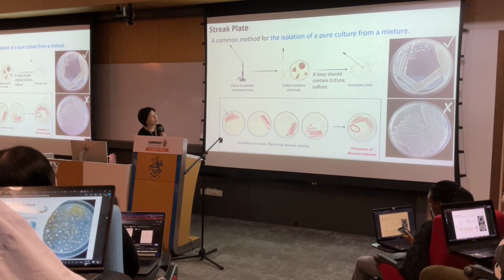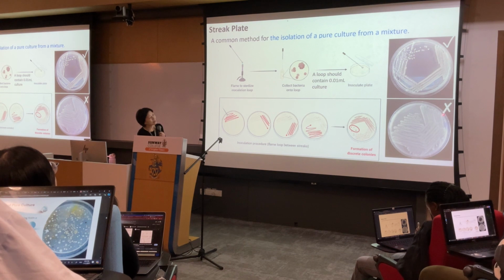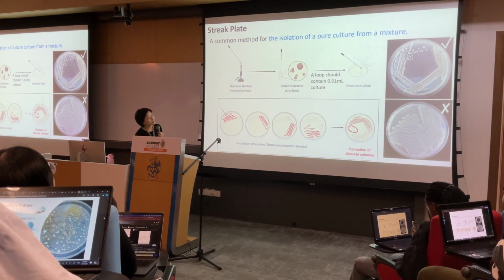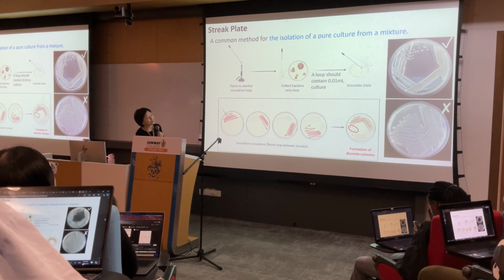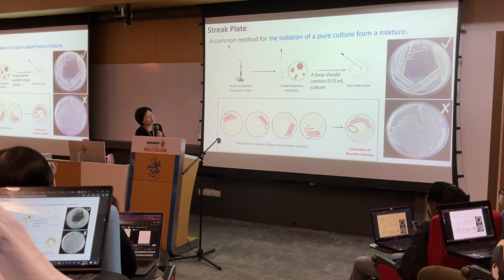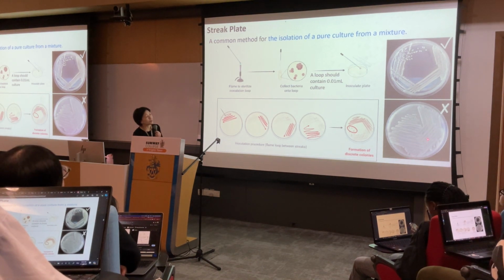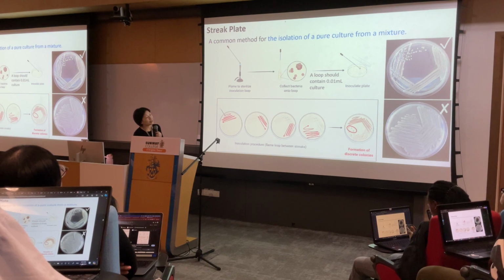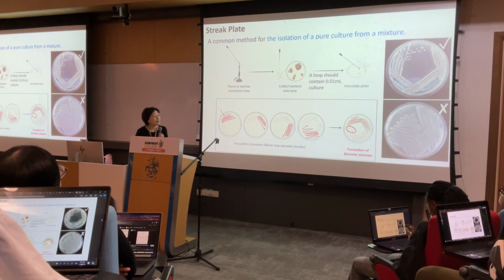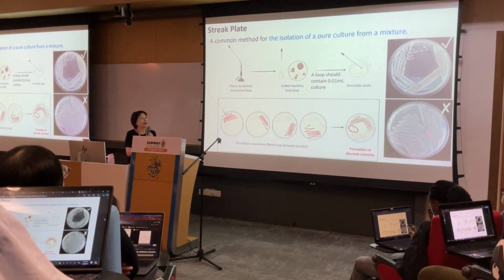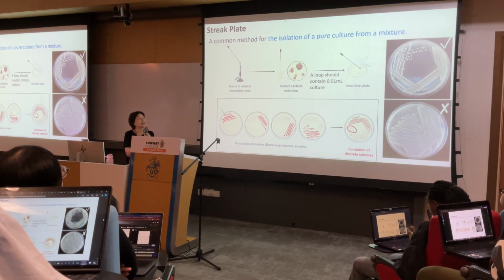Why do you want to do that? Here it also shows you this is good, this is bad. When you have this, you can say, oh, I got the bacteria to grow, but it doesn't serve the purpose. The purpose is to isolate a pure culture at the end. How to get a single colony?